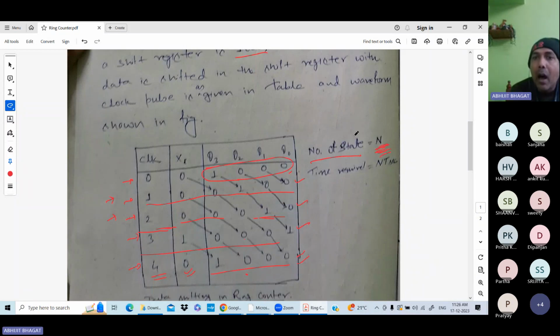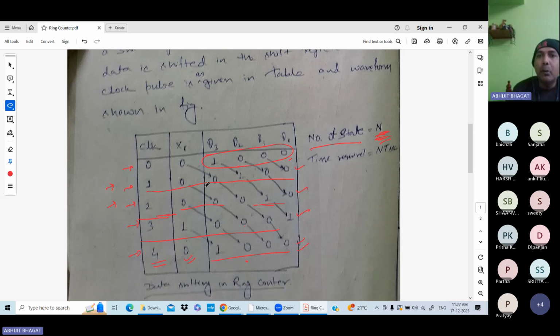Number of states means how many states it can count. So this counter can count a maximum of n number of states. If the flip flop number is n, here it is 4 flip flops. So here 4 counts are there. This is the first count, second count, third count, fourth count. After that, the count will be repeated. Is it okay or not? Did you understand or not?